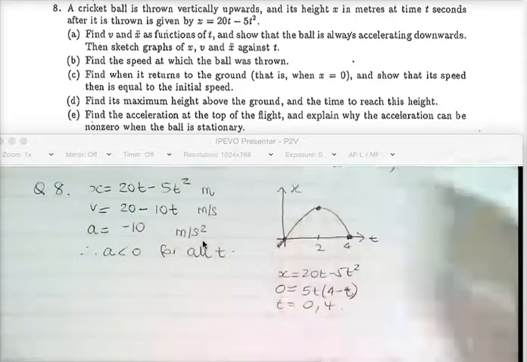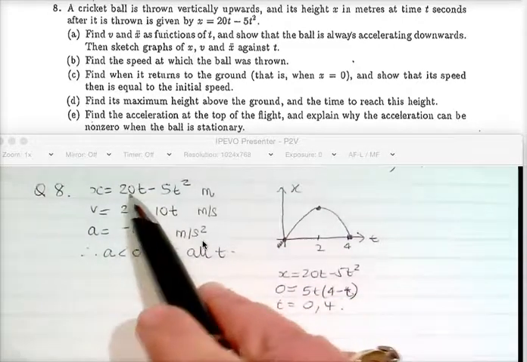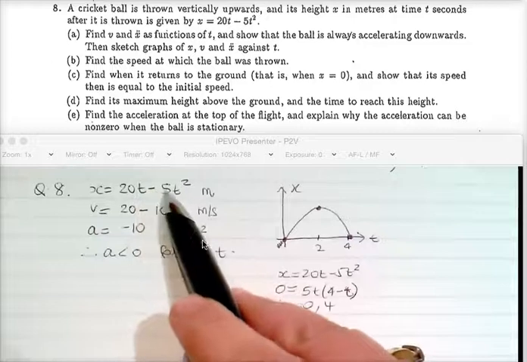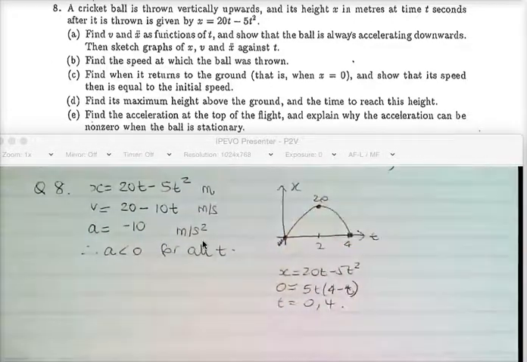And you've got your maximum point there. Okay, you might want to put what that maximum is. 20 times 2 is 40 minus 5 times 4, 40 minus 20, the maximum's 20.